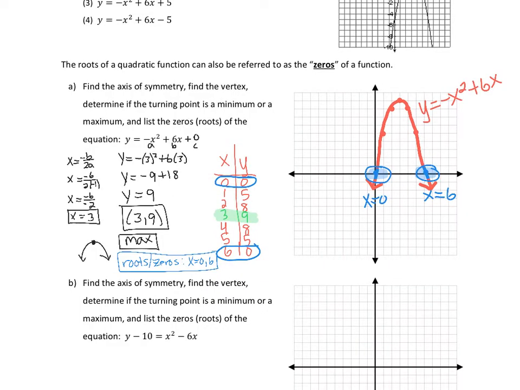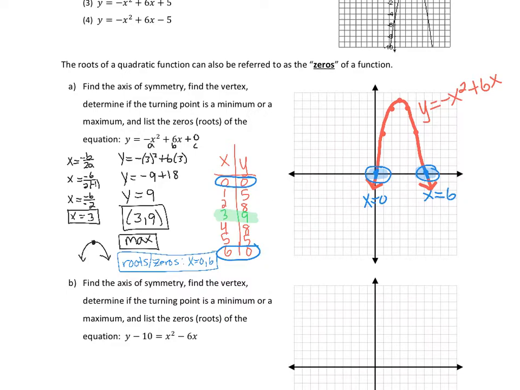We found, let's just recap, there was a lot of work here. We found our axis of symmetry, used the 3 to plug it in to find our y value for our vertex. We know it's a maximum because our a is negative, so it opens downward. We created a table to plot our points and graph. Our zeros are where y equals 0, which is at the x values 0 and 6, as shown in the table and as shown on the graph. Go ahead and try letter B on your own.